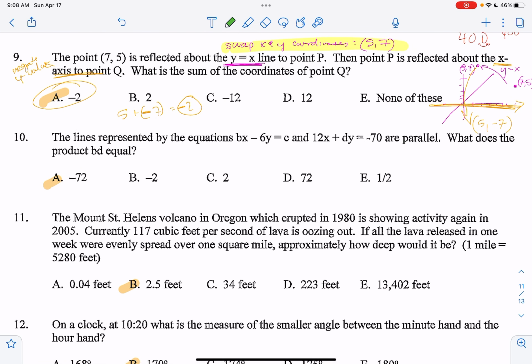Next for number 10, the lines represented by the equation bx minus 6y is equal to c and 12x plus dy is equal to negative 70 are parallel. What does the product BD equal? So if these two lines are parallel, that means that their coefficients will be the same because they're in standard form.